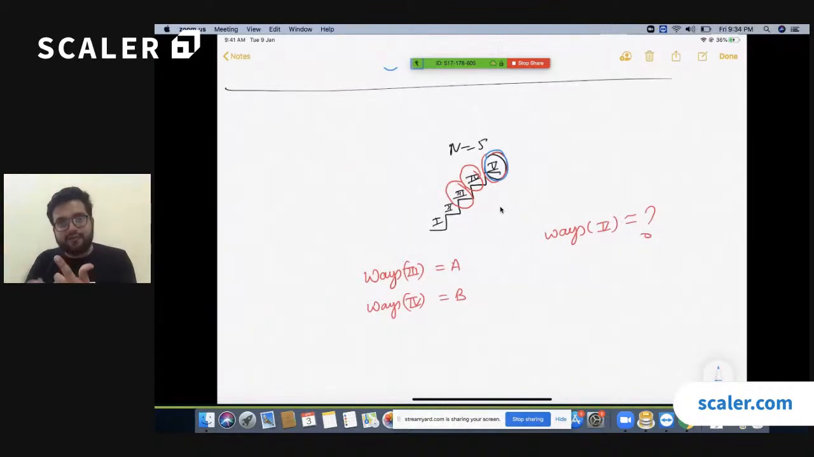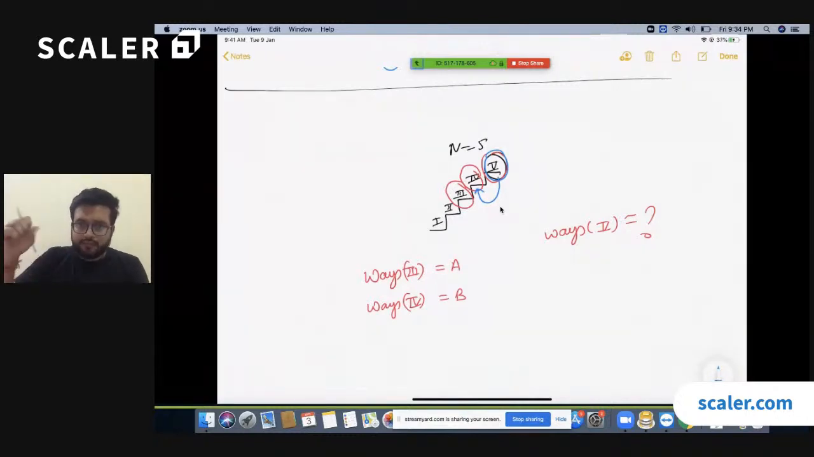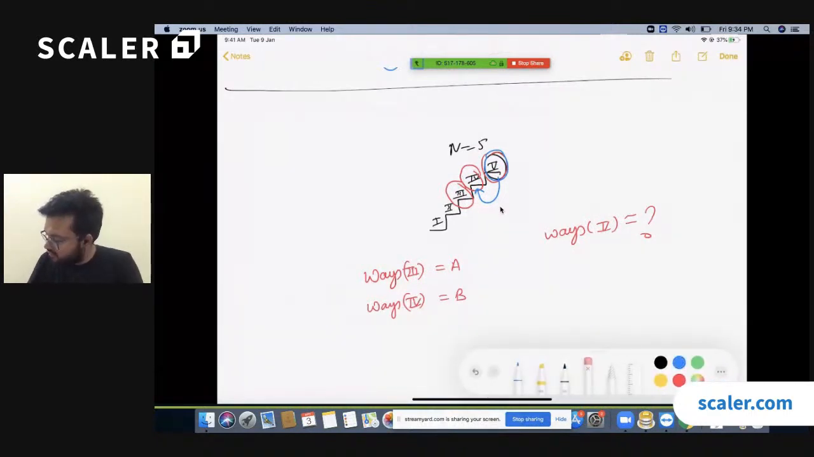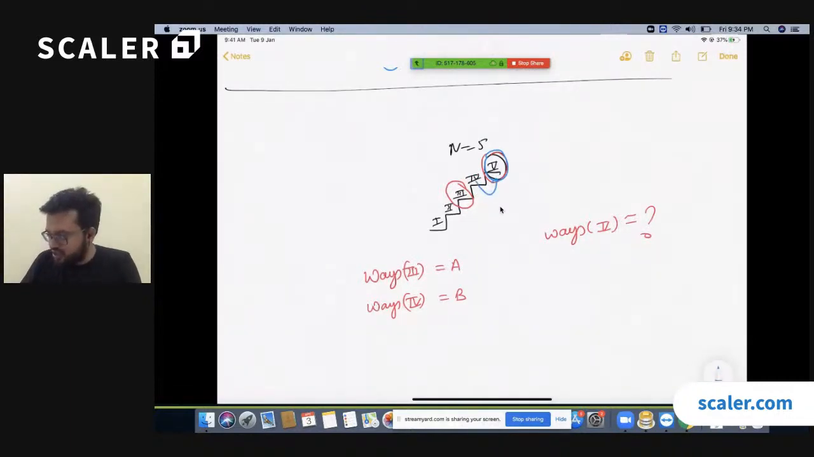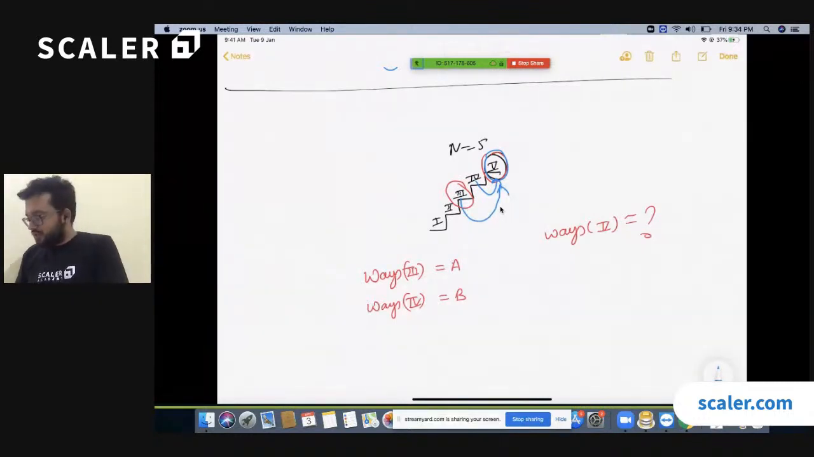The first option for the penultimate stair is that I would have been at the fourth stair. Does that make sense? From the fourth stair, you could have gone to the fifth stair. The second option for the penultimate stair would be that you could have gone from the third stair to the fifth stair. I hope it makes sense. The options for the penultimate stair are either the fourth stair or the third stair. One option is you come from the fourth stair to the fifth stair. The other option is that you come from the third stair and jump directly to the fifth stair.